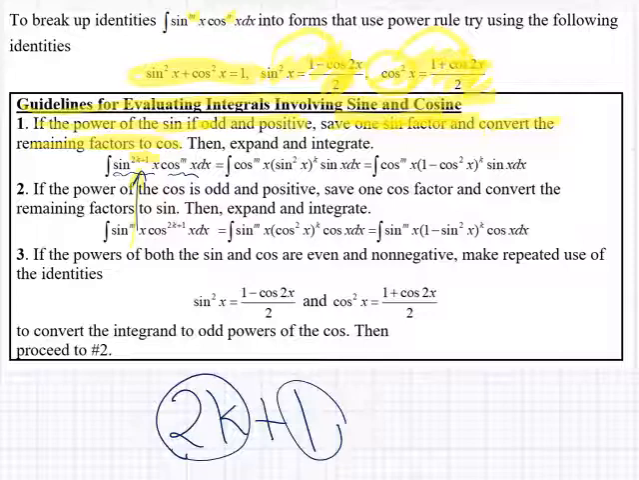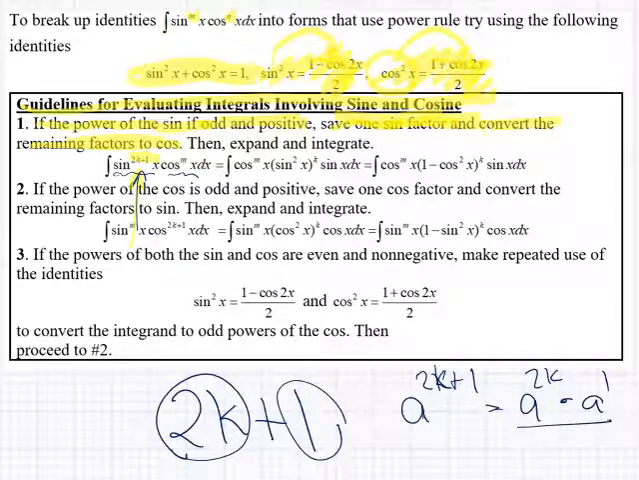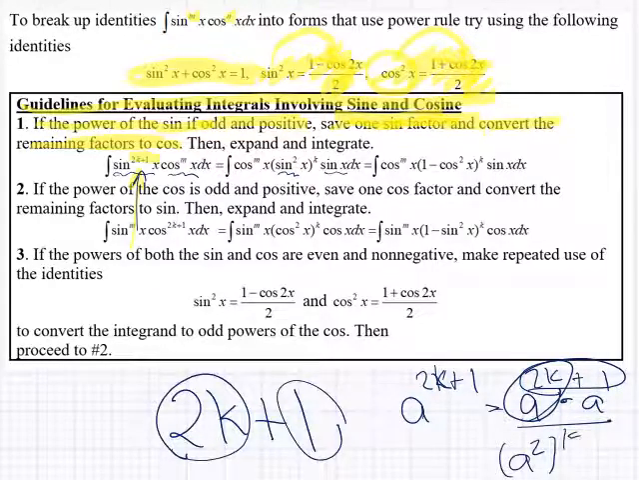So what we're going to do is take that and split it apart. If you had a to the 2k plus 1, you can write that as a to the 2k times a to the first, because if you multiply the bases, you add the exponents. So I'm going to write this as sine to the second power to the k and sine to the first. Because also remember that 2k can be squared to the k, because when you have a power to a power, you multiply those exponents. So I'm going to break this sine to the 2k plus 1 into sine squared to the k and then a sine to the first.